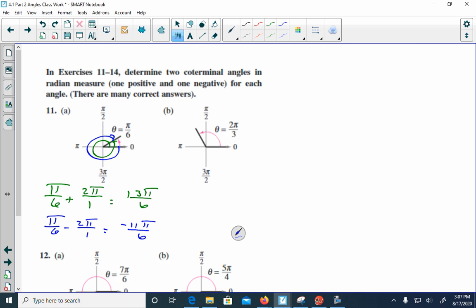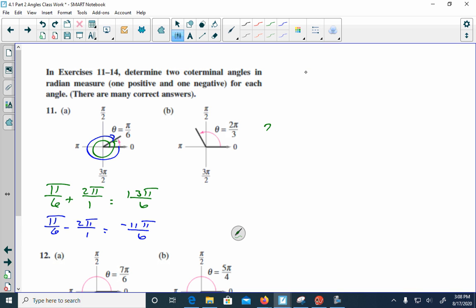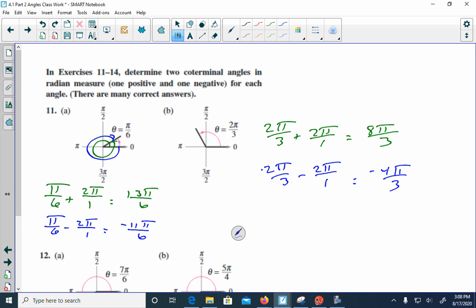Doing the next one, part B, I have 2 pi over 3. I want to do one positive, one negative. To do the positive, I'm going to add 2 pi to 2 pi over 3. That's over 1, so that will end up being 8 pi over 3. To find the negative, I am going to subtract 2 pi. So I'm going to take 2 pi over 3 minus 2 pi over 1, and I'm going to get negative 4 pi over 3. So there's my one positive, my one negative.